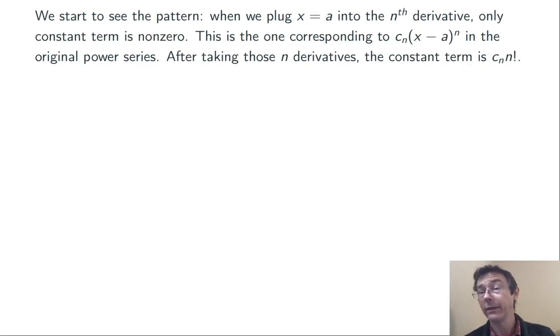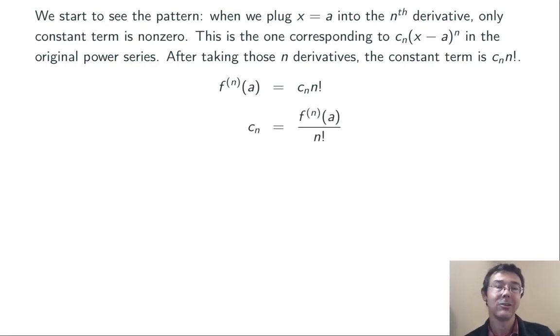When I take those n derivatives, the first one gives me a factor of n, the second n minus 1, the third n minus 2, and so on. So after taking those n derivatives, I'm just left with c sub n times n factorial. Overall, if you take the nth derivative of f and plug in a, you get c sub n times n factorial. Solving that for c sub n, I get this: the nth derivative of f at a over n factorial. I've now accomplished my goal. I have a formula for c sub n in terms of n and f.